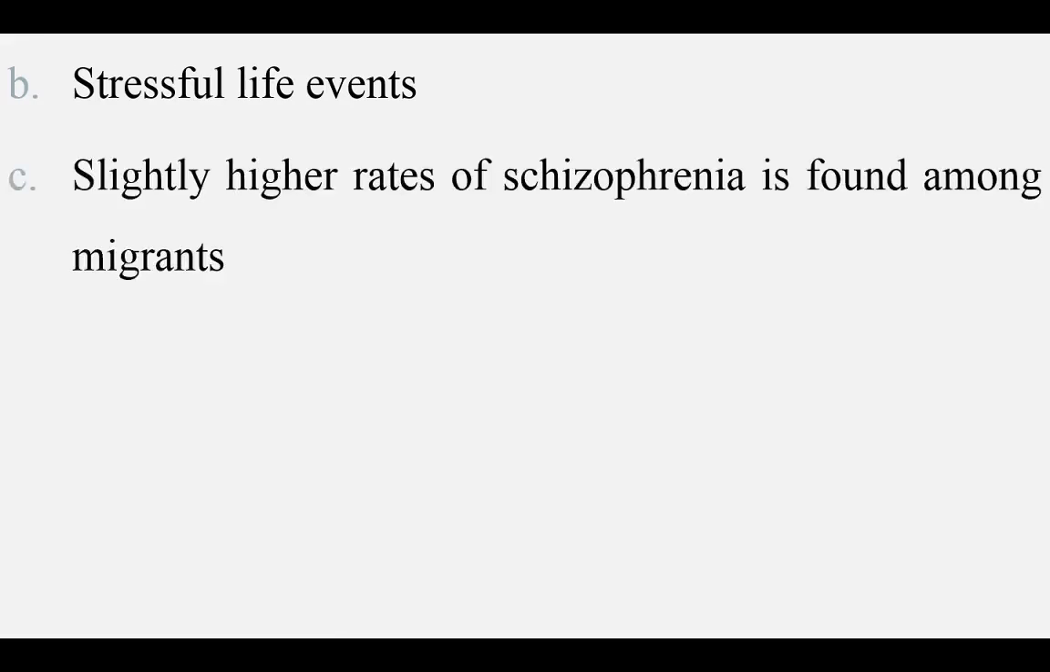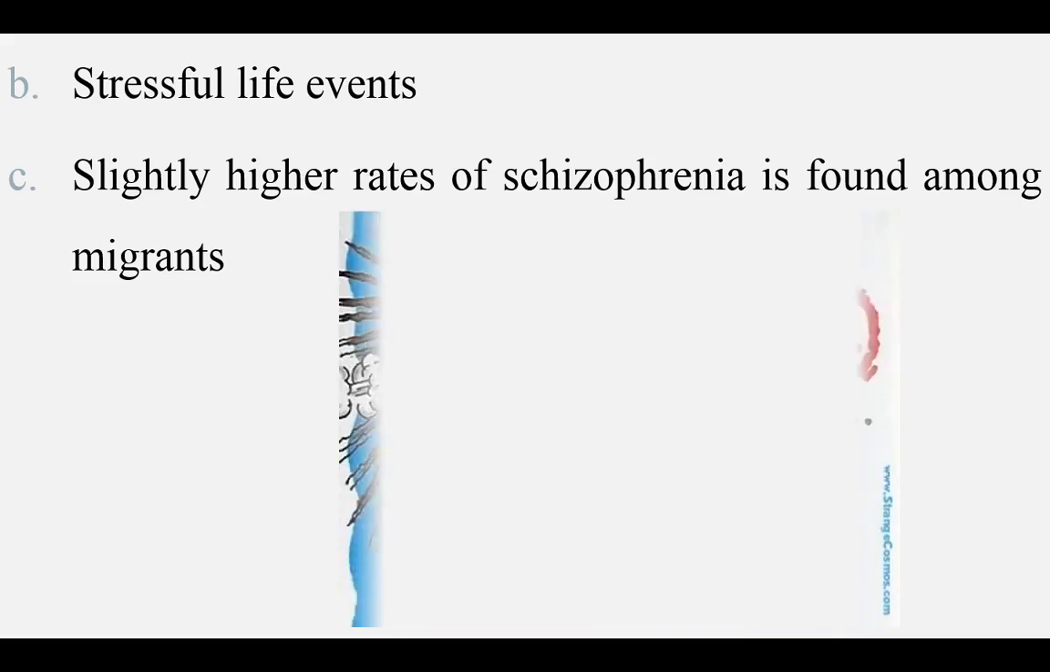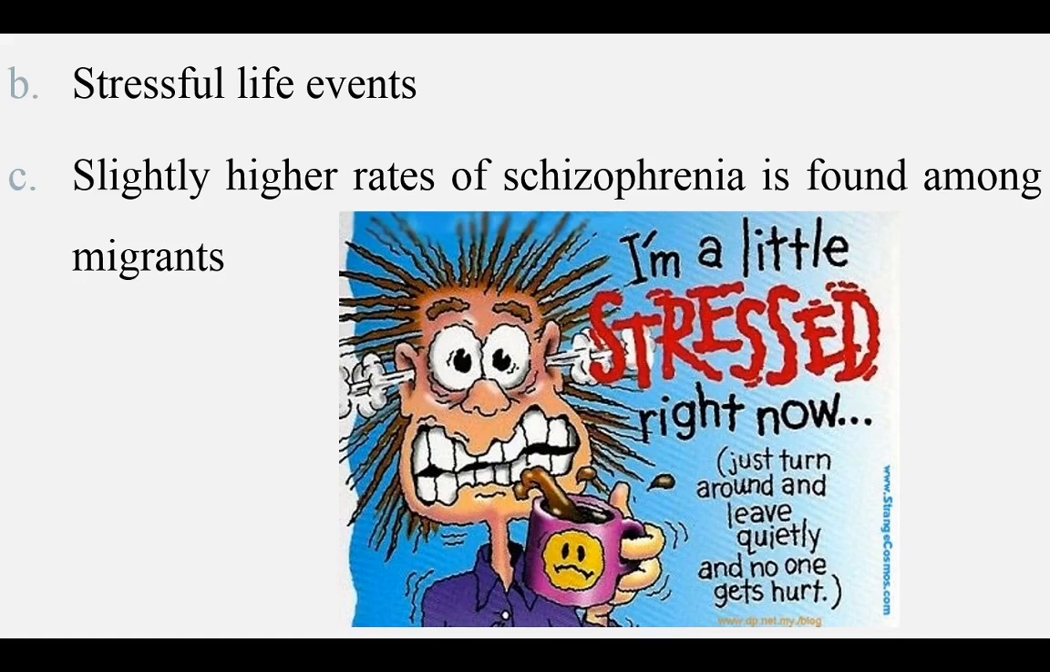Because these are an influence or are associated with schizophrenia, and based on this also, we can plan in our nursing care how to do psychoeducation. So stressful life events, then slightly higher rates of schizophrenia are found among migrants. So these are the social cultural influences or conditions that influence schizophrenia.